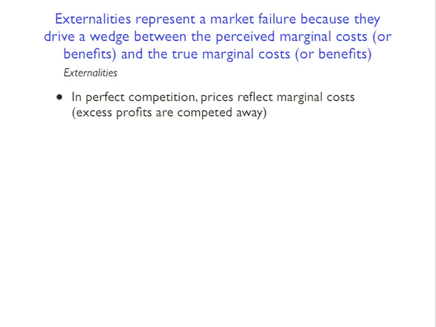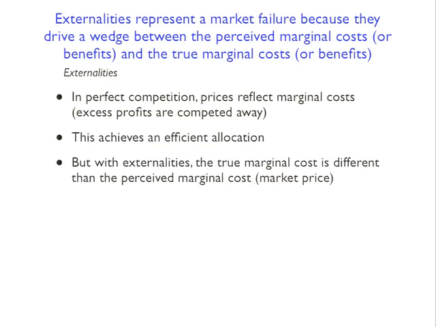So in the case of negative externalities, the consumer is going to be paying a price that's lower than the true marginal cost of engaging in that activity. When we have marginal cost pricing, we get an efficient allocation, but with externalities, the true marginal cost moves away from the perceived marginal cost.